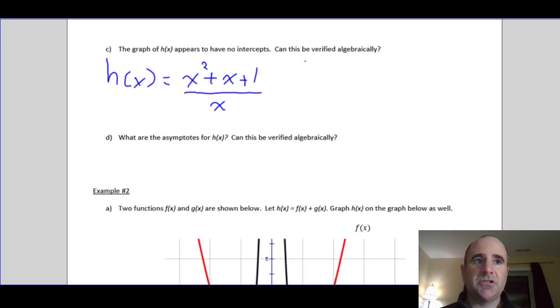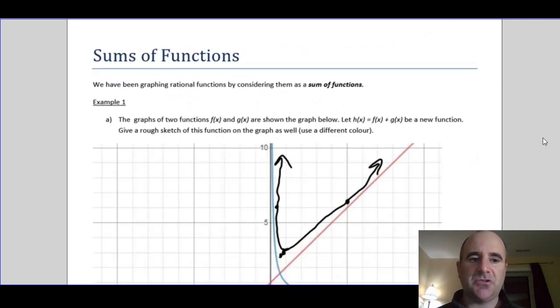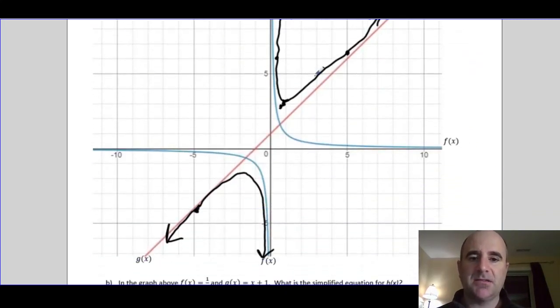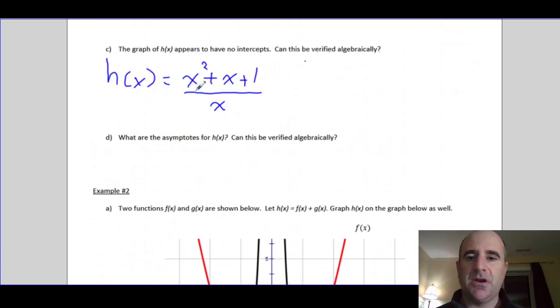So in the next question, we ask ourselves, notice that h of x doesn't have any intercepts. It doesn't cross the x or the y axis. So now that we have the equation for h of x, does the equation tell us the same thing? And of course it does. I mean, equations always tell the same story that the graph does.